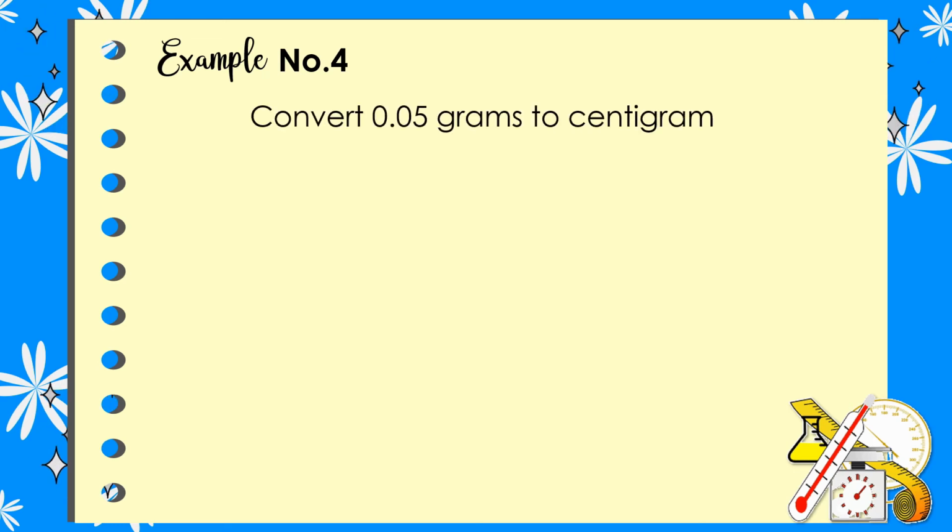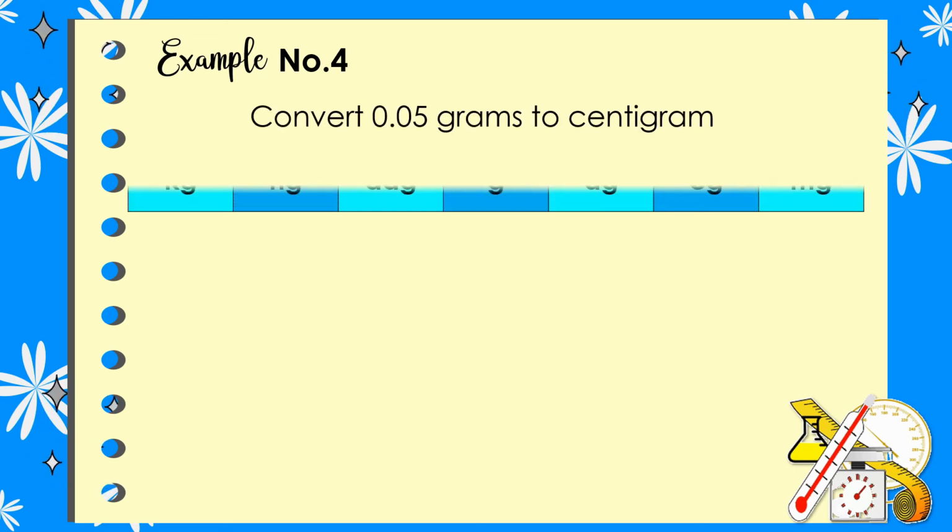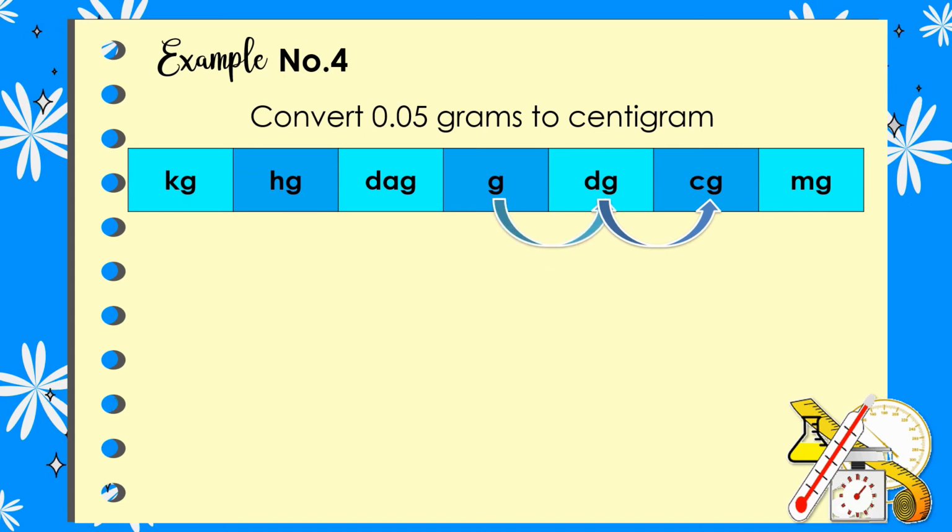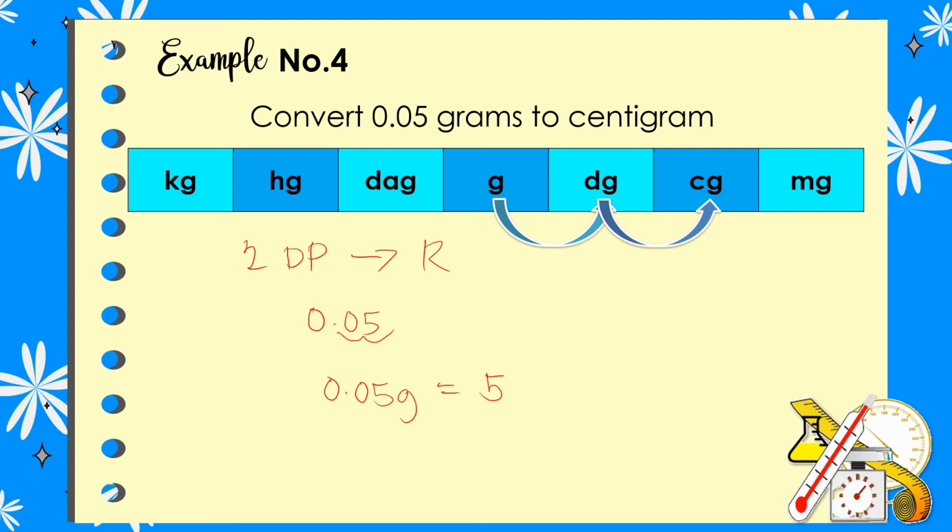Next example, convert 0.05 grams to centigram. So, they are 2 units away at ang direction pa rin natin is going to the right. So, that would be equivalent to 2 decimal places going to the right. So, 0.05, mag-move tayo ng 2. So, ang sagot natin ay naging 5. So, when you convert 0.05 grams papunta sa centigram, that is equivalent to 5 centigrams.